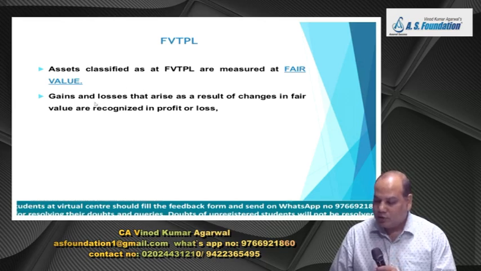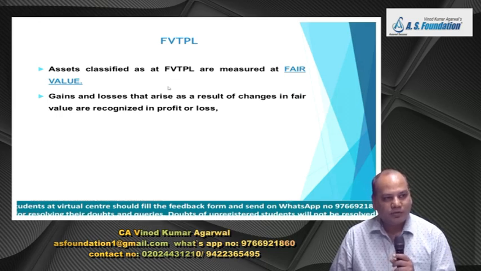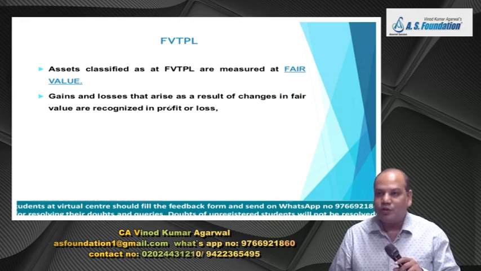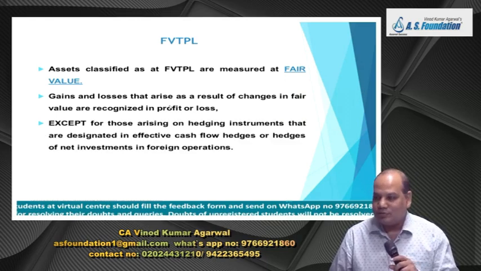Then subsequently, the gain or loss that arises as a result of change in fair value will be recognized in profit and loss. Very simple accounting. Day one, financial asset account debit, to bank, at fair value. If there is a difference between fair value and transaction price, P&L account. If you have incurred any transaction cost for this asset, as we discussed yesterday, P&L account. Subsequently, the value goes up: financial asset to P&L account. If the value falls, P&L account debit to financial asset.